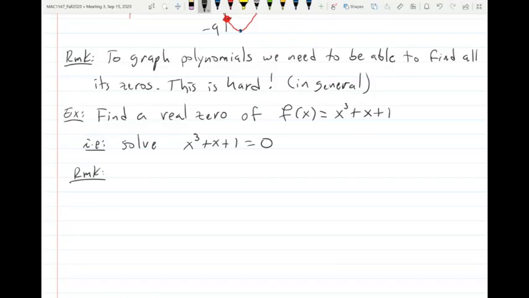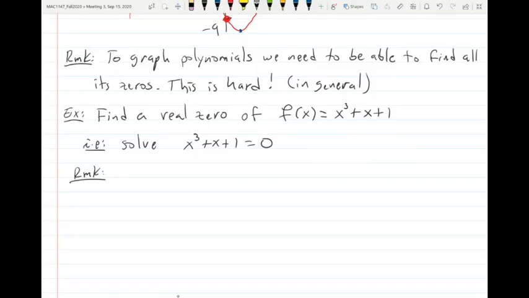Also, I want you to realize that this may not have a solution, because maybe there are no real solutions. I'm asking you to look for a real 0. Maybe there are none, like x squared plus 1. There are no real zeros there. Okay? But I'm claiming that this has a real solution, and the secret is because of the end behavior.